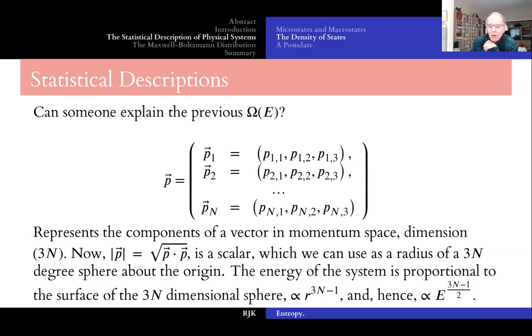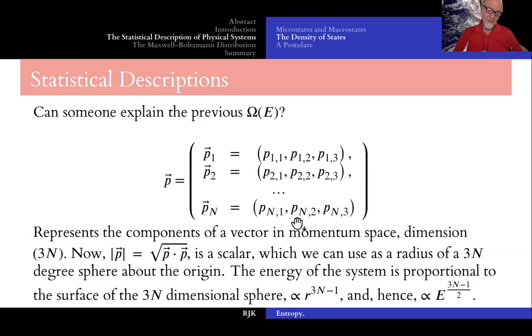Bob? Yeah. Just one thing that might help is if you were to write E as a function of the squares of the components of the momenta, E equals 1 over 2m times the quantity p11 squared plus p12 squared and so on up to pn3 squared. That is very similar to an equation for a sphere, but in this case, as you say, it's a sphere in a 3n dimensional space.